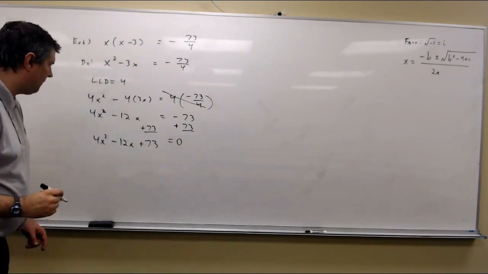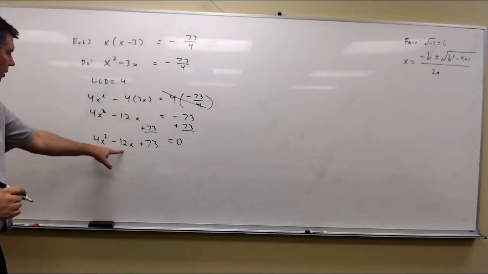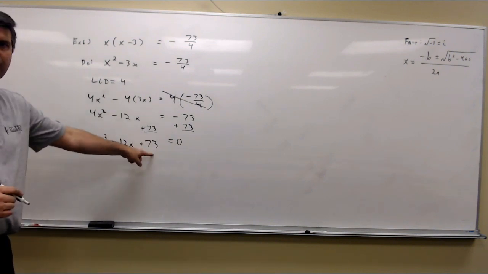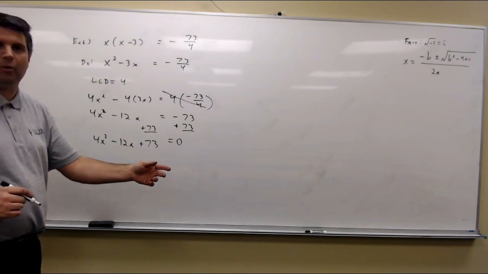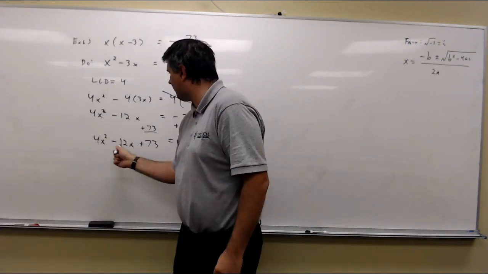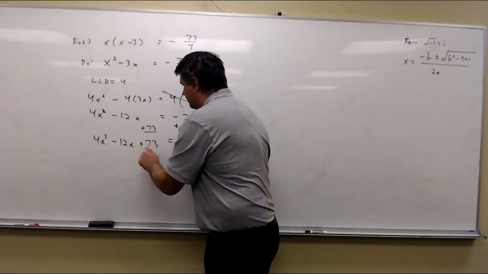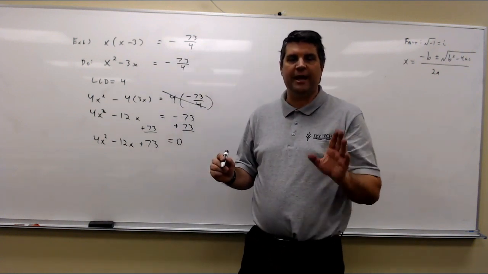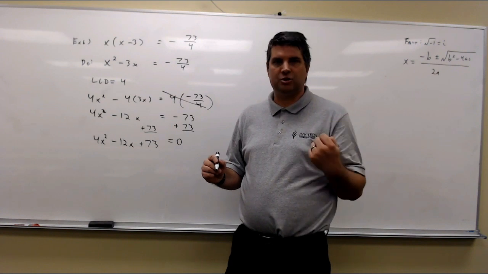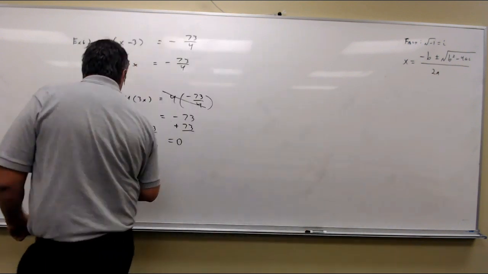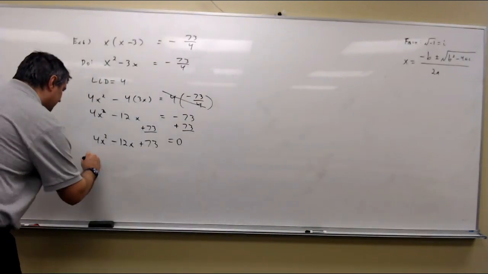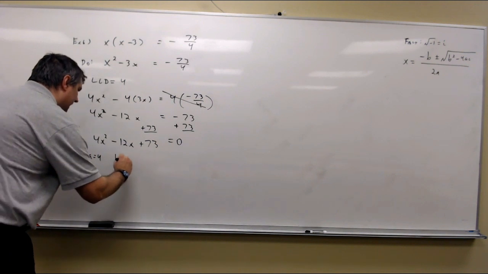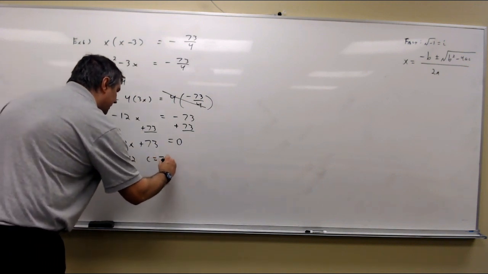Okay, now I can take a 4 out of the 4 and 12, but not the 73. So it's not easily factorable. I can't take the 4 out of all 3. These two, yes. This one, no. So it's not conducive to factoring, and I wouldn't bother completing the square. Okay? So a is 4, b is negative 12, and c is 73.